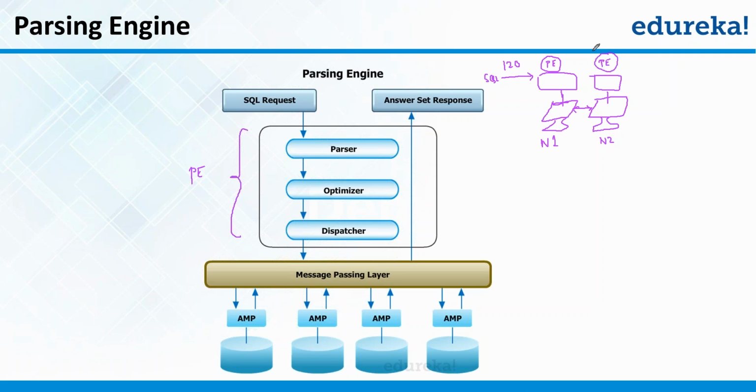Similarly, I have another one. Once this 120 is over, this parsing engine takes over, okay. And this can also service up to 120 sessions in parallel. So your next SQL, the 121st SQL, will be serviced from this parsing engine. So both of these nodes are capable of doing it, okay.